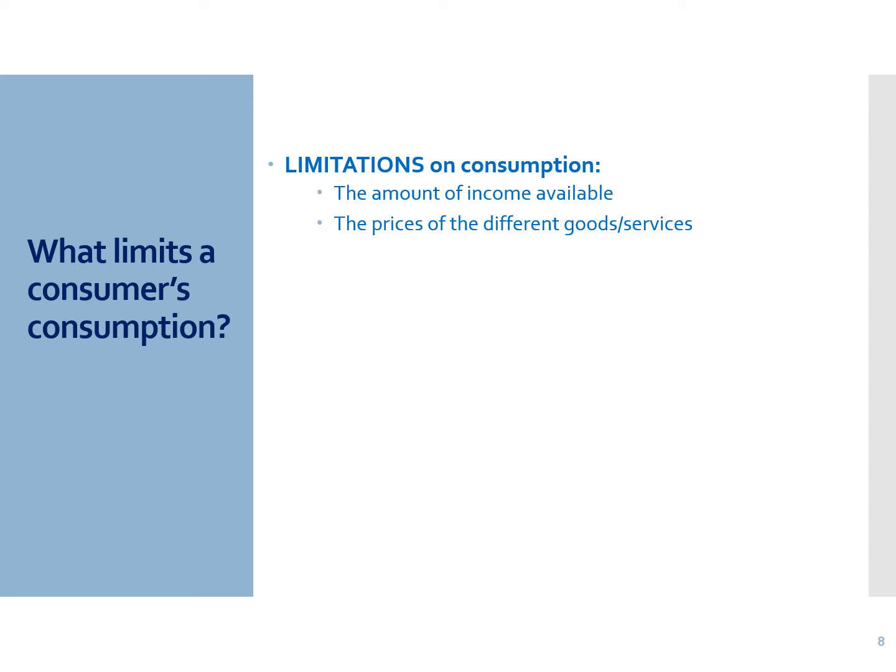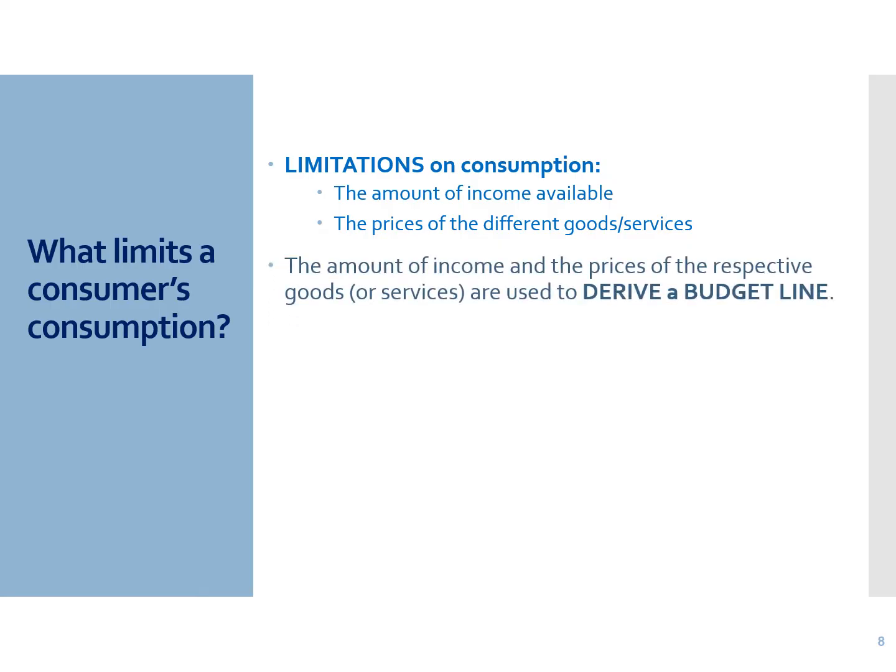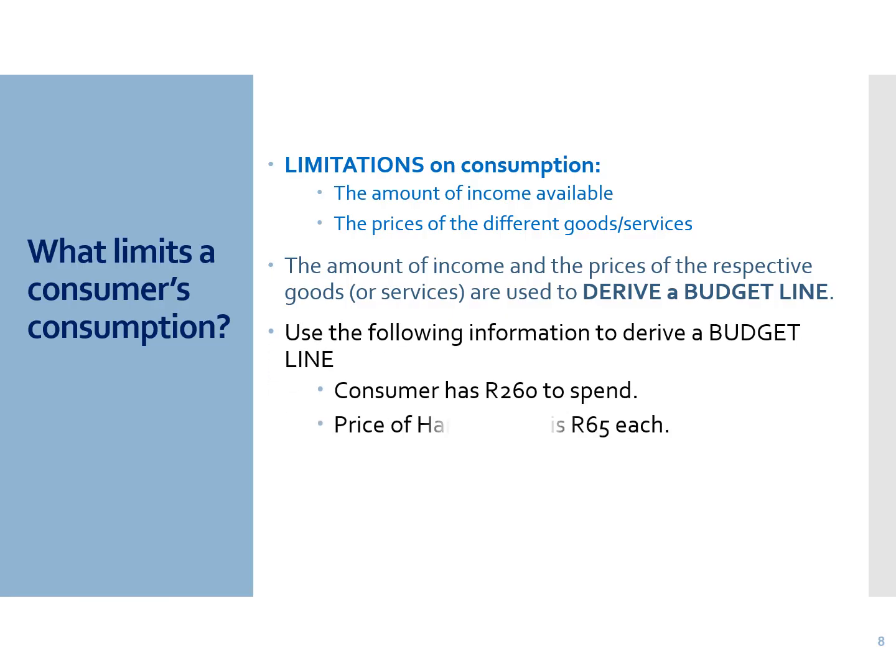Kind of what we always do when we're spending. We look at the prices and we look at how much money we're prepared to spend on it. And that gives us an idea of what we can purchase and therefore consume, and therefore our level of satisfaction that is achievable. We need, with this information, the amount of income and the prices in our graphical form, we need to derive what we call a budget line. Let's take a look. We're going to use this information to derive our budget line.